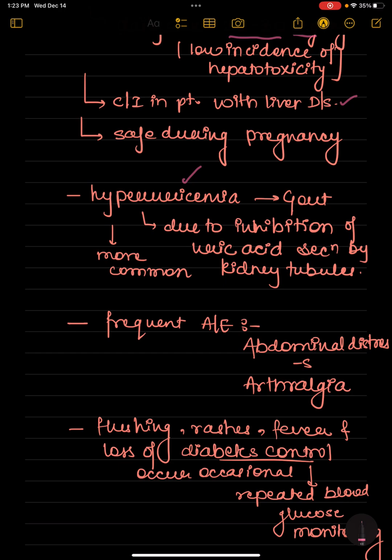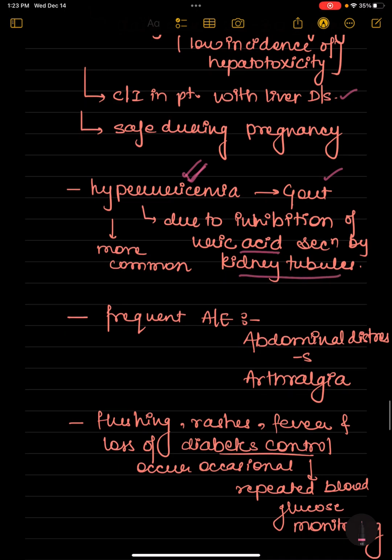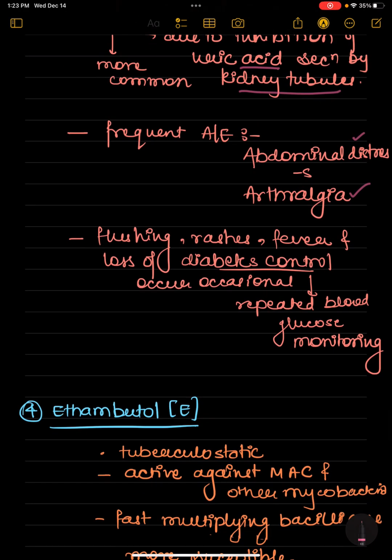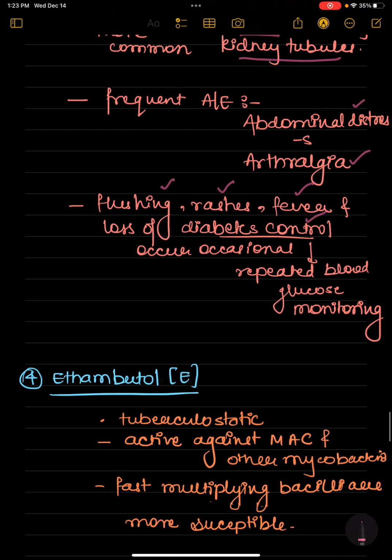It can cause hyperuricemia, which is a more common side effect of pyrazinamide. Due to hyperuricemia, there can be gout. Hyperuricemia is due to inhibition of uric acid secretion by kidney tubules. The frequent side effects of pyrazinamide are abdominal distress and arthralgia. Some other side effects are flushing, rashes, fever, and loss of diabetes control. That's why there is a need for repeated blood glucose monitoring.